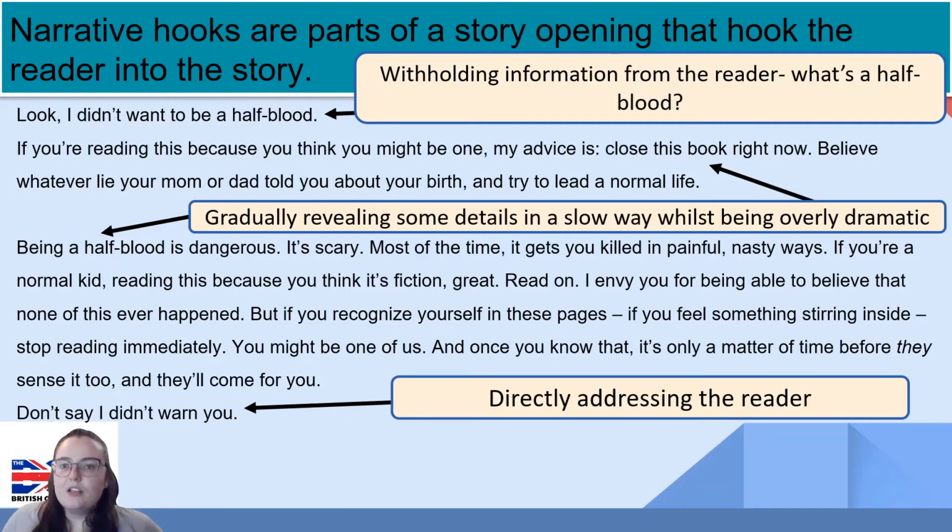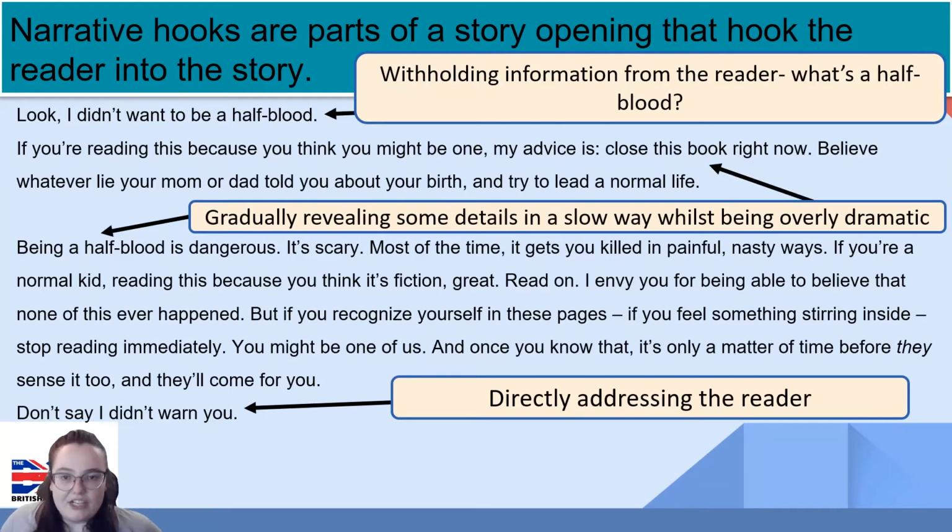So, look, I didn't want to be a half-blood. If you're reading this because you think you might be one, my advice is close this book right now. Believe whatever lie your mum or dad told you about your birth and try to lead a normal life.